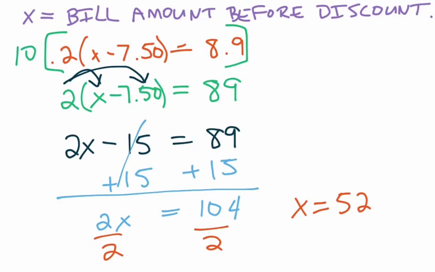Why do we care about x equals 52? Because that is the bill amount before their discount. So originally the waitress brings them a bill. It had a total of $52 on it, and the family says, you know, we have a coupon for $7.50 off. So the waitress goes back, takes the discount off, and then they give her a tip that is 20% of that reduced amount. But the original bill amount was for $52. All right, let's take a look at another one.